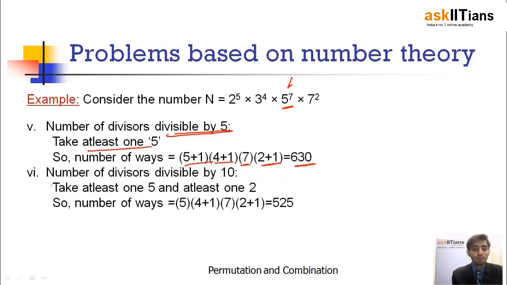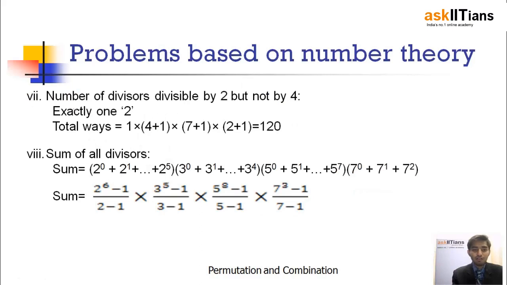If I want to find the total number of divisors divisible by 10, then for that I will need at least one 5, and also at least one 2. If one 5 gets multiplied by one 2, I will get one 10. So I will need at least one 5 and at least one 2 for the number to be divisible by 10. So I will not add 1 to the power of 5 and to the power of 2. So 5 into (4 plus 1) into 7 into (2 plus 1), that will be 525.